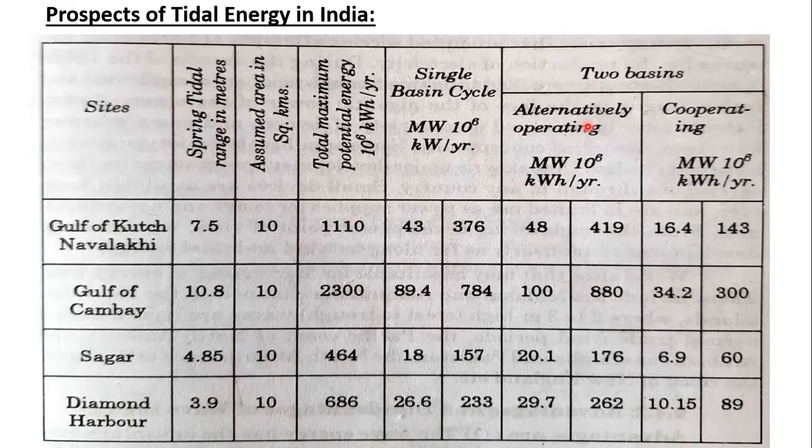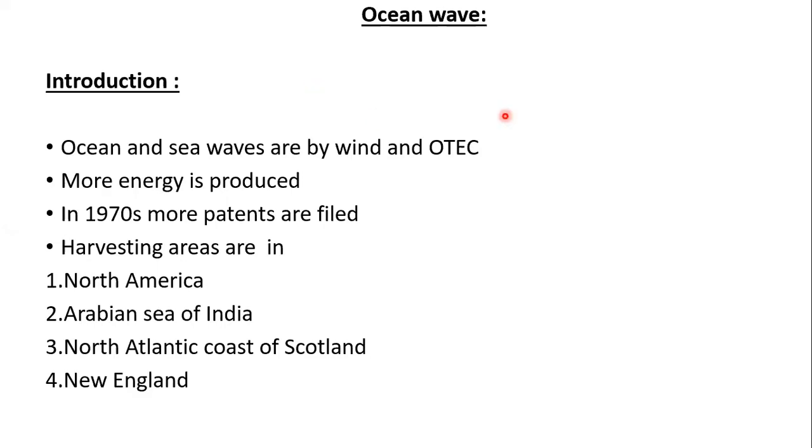Okay, so these are the tidal energies in India, and this is the tidal power plant, and how tides are used for generation of power we discussed. So this is tidal energy. Next, in this chapter we have a second type of energy, wave energy. Okay, these waves we are grasping from the ocean, so that's why this is called ocean wave.